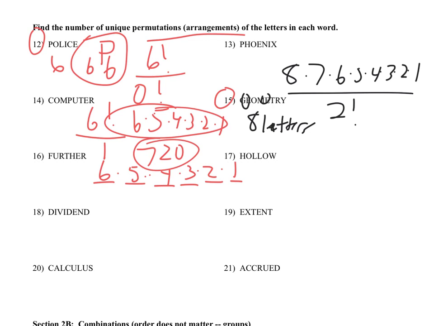Now, if you notice, 2 factorial is the same as 2 times 1. So really, the 2 times 1 cancels out. And I really have 8 times 7 times 6 times 5 times 4 times 3 left. And if you do that on the calculator, you should get 20,160. So there are 20,160 arrangements of those 8 letters in the word geometry. And again, we've got to take care of repeated letters when you have them.